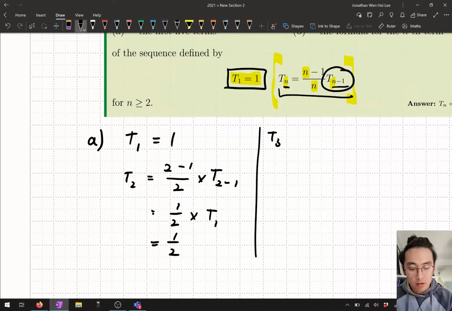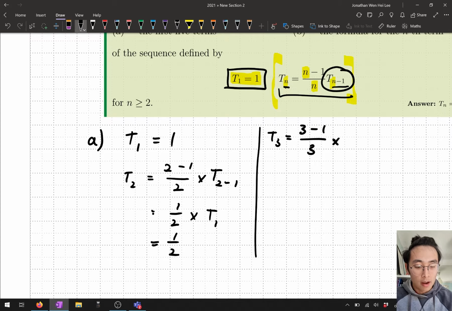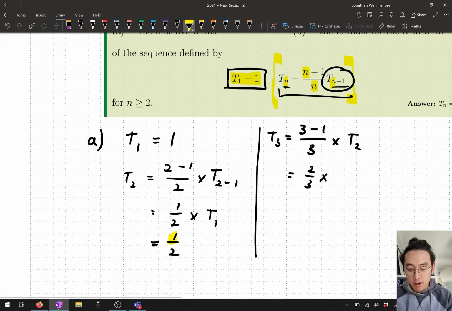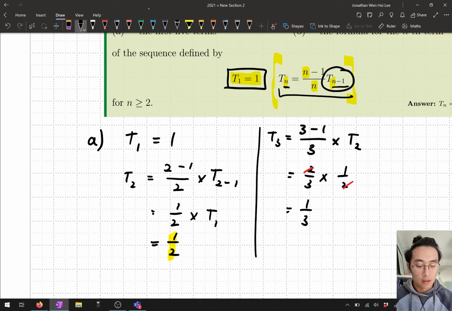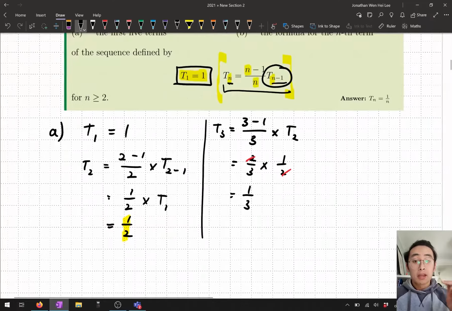So here, T3 is just going to equal, I'm going to sub in 3 into my formula. 3 minus 1 over 3 times, now T3 minus 1 is just going to be T2. And so for this one, I'm just going to go, okay, 3 minus 1, that's just 2 over 3 times T2, which I got from the previous step, is just a half. And so when I simplify this, the 2's will cancel each other out, and I'm left with 1 over 3. Okay, and we can keep repeating this process.